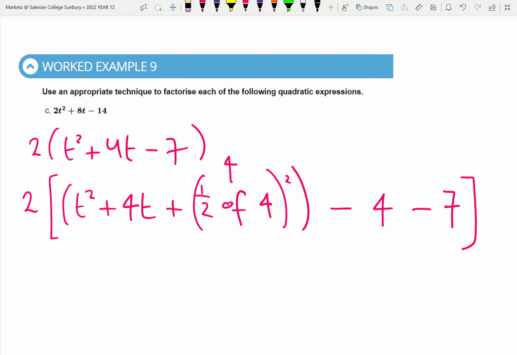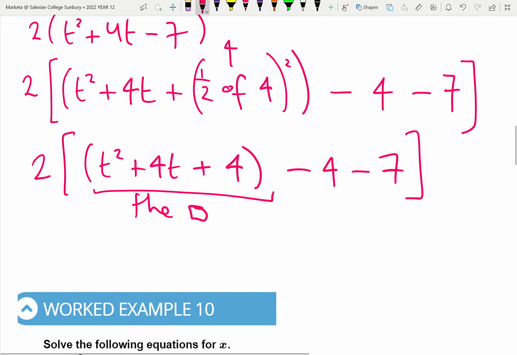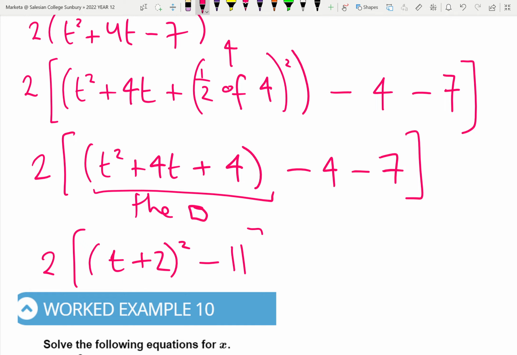So this will give us 2t squared plus 4t plus 4. So this is the square. Then we're going to minus 4, then we're going to minus 7. And now I can just neaten it up. So this is the square, so this is a squared plus 2ab plus b squared. That factorises to t plus 2, so a plus b squared. Minus 4 minus 7, it's minus 11.